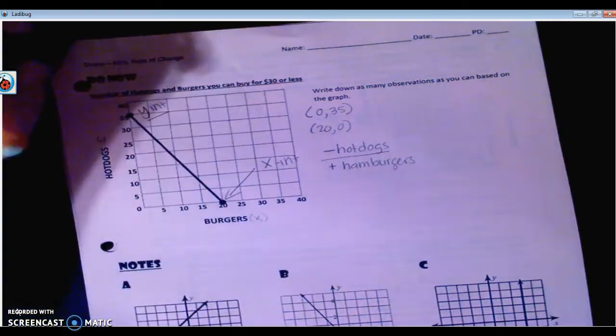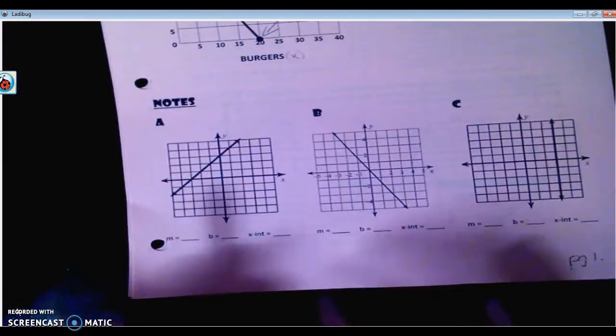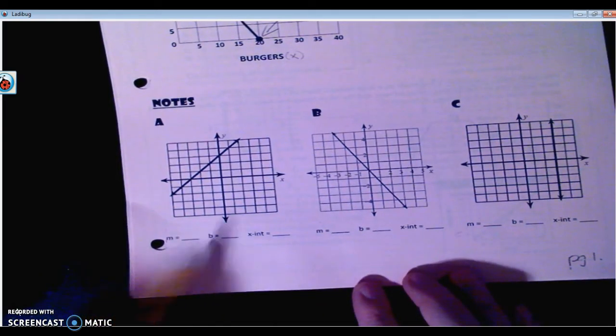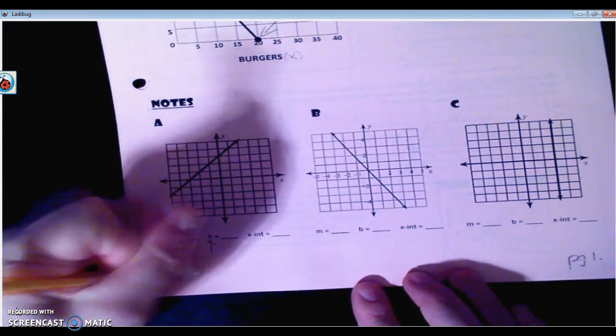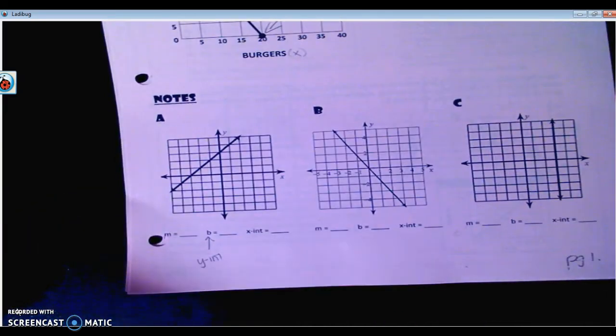So let's go down and take a look at these 3 graphs down below. Now these 3 graphs, all we're going to do is we're going to take an observation. M stands for slope. Now again, weird letters. B stands for y-intercept. Again, don't ask me why. They decided to just throw out weird letters there. And x-intercept doesn't have a special name. It's just x-intercept. No weird letter like, I don't know, what would be a weird one? J. J would be a weird one for x-intercept.